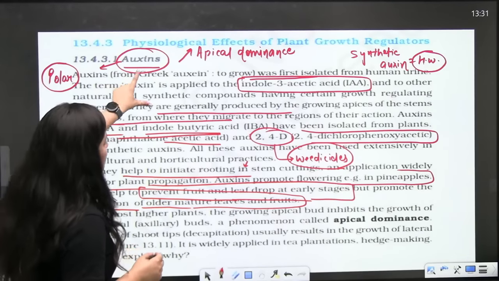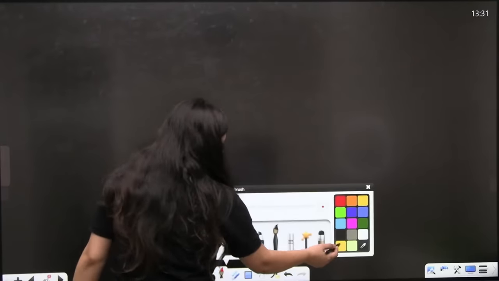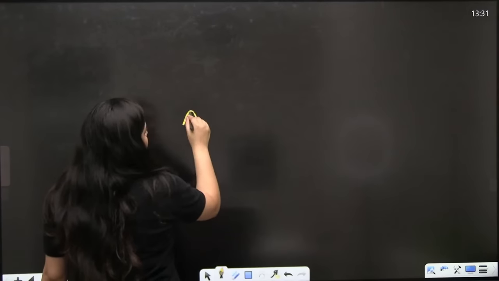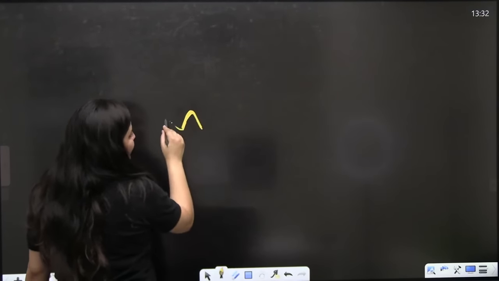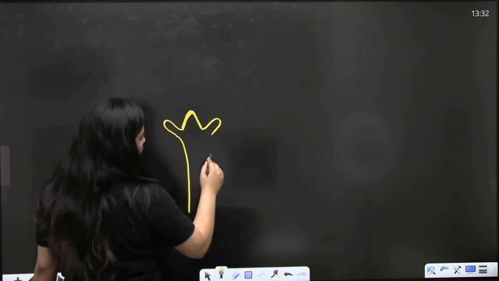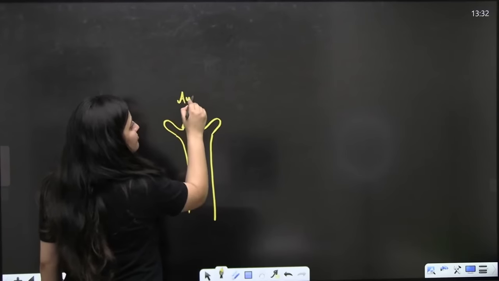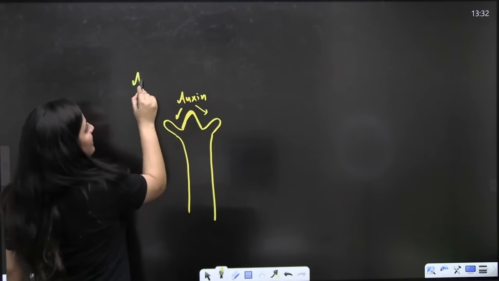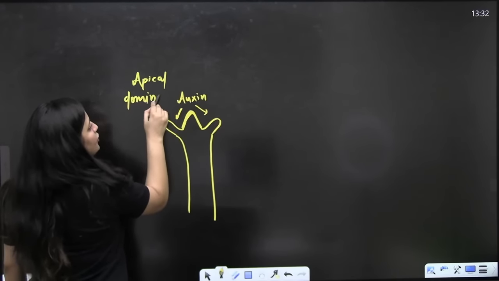Then again, the most important function, as I said, is the apical dominance. What is it? It is the apical dominance. So auxin, because it forms here at the shoot tips, whenever that tip is there, the lateral buds will not grow, because here the auxin formation is there. The lateral buds will not grow. This is known as the apical dominance.